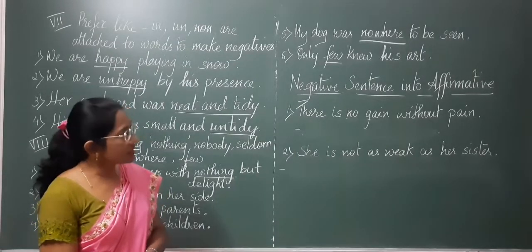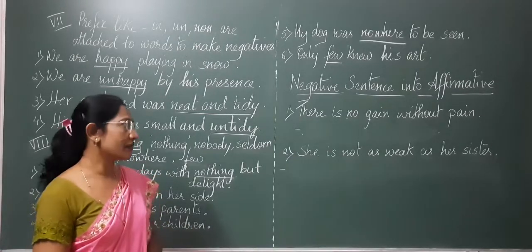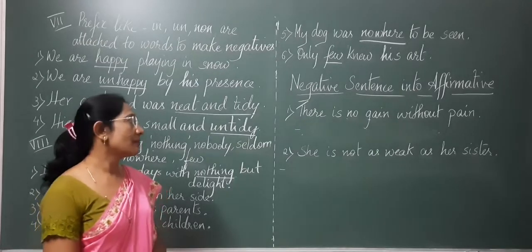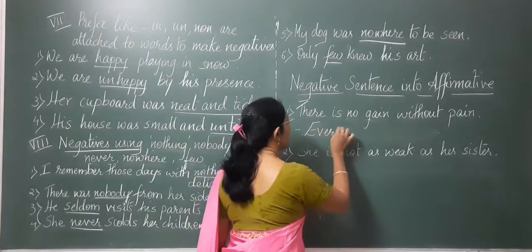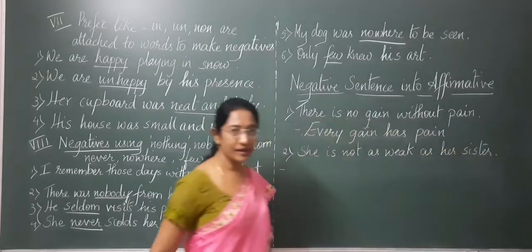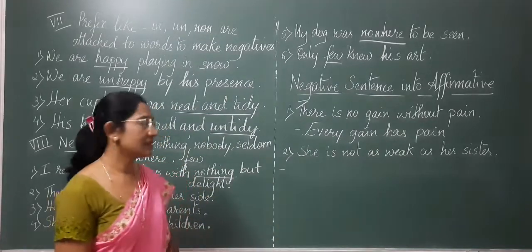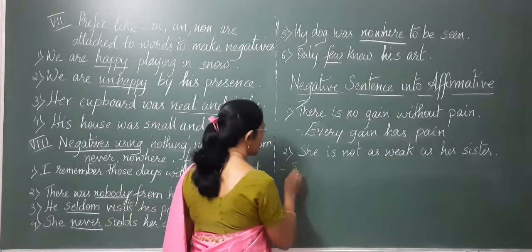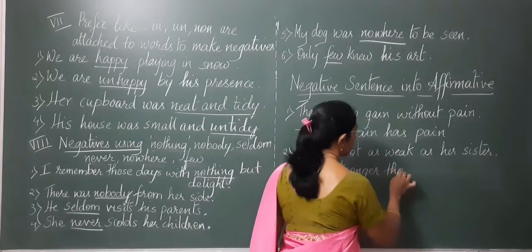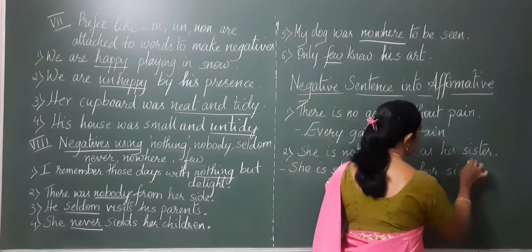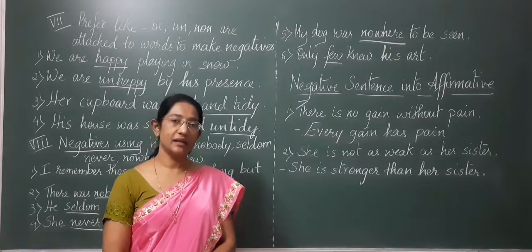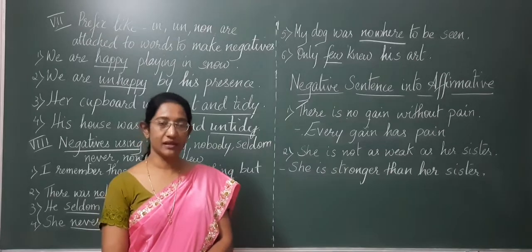Next we see negative sentences changed or transformed into affirmative sentences. For example, there is no gain without pain can be made into an affirmative sentence by writing every gain has pain. Right? She is not as weak as her sister can be changed into affirmative using the words she is stronger than her sister. So today we have learnt about kinds of sentences and transformation of negative sentences into affirmative sentences. Thank you.